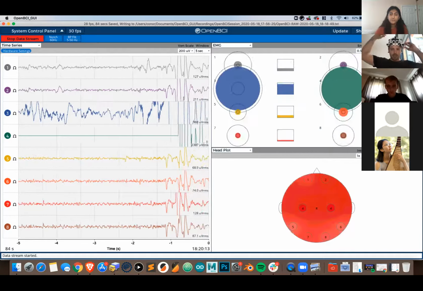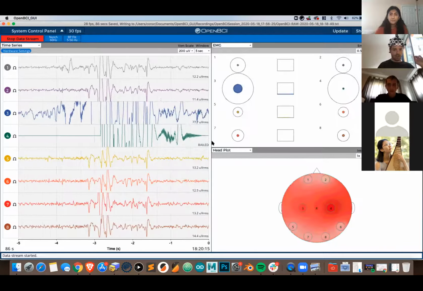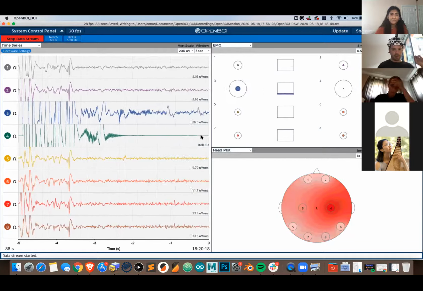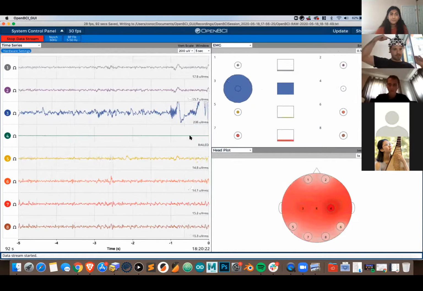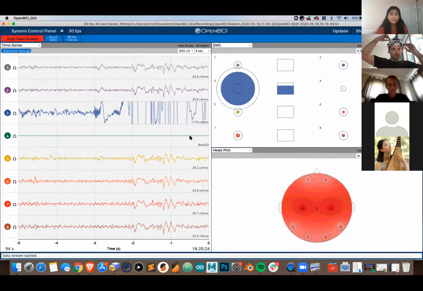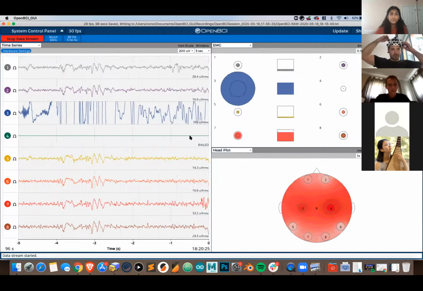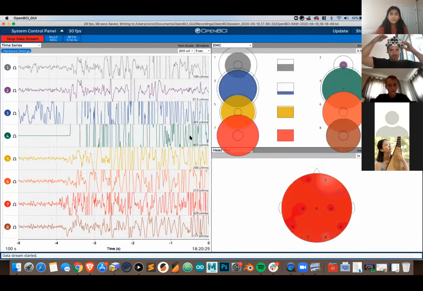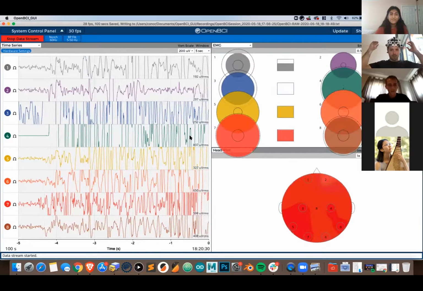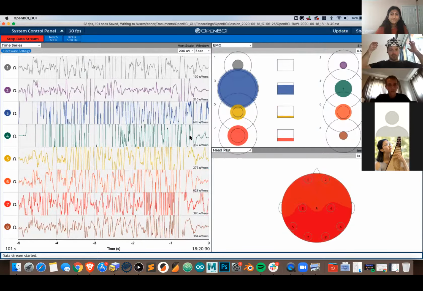So now you can see that channel 4 is not happy right now. Channel 4 is kind of flatlined. And what that means is this electrode, channel 4, isn't making good contact with my scalp. So what I'm going to try and do is pop it into place and see if I can get a good signal. Oh, it's better. That's good.